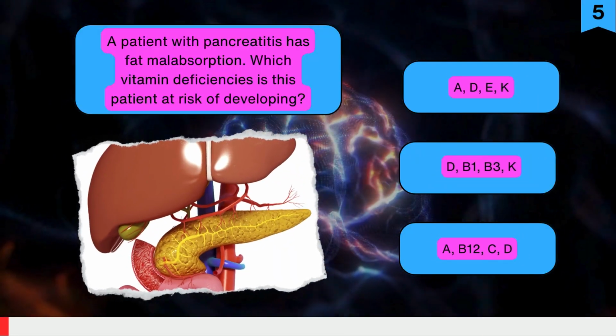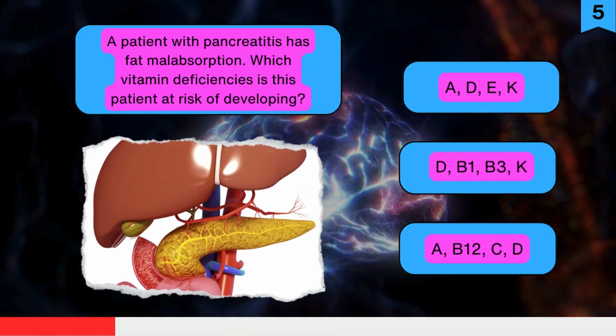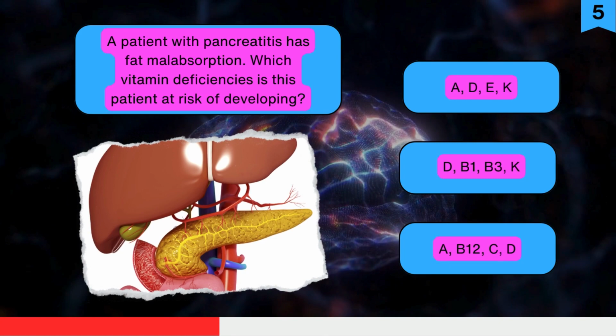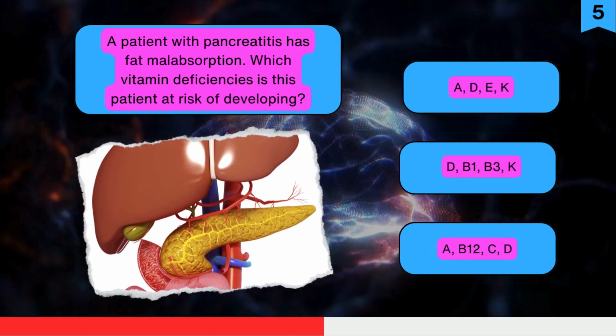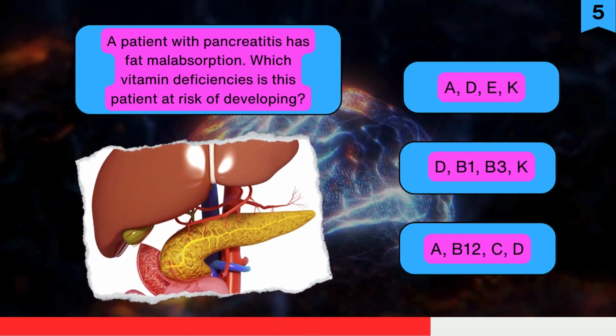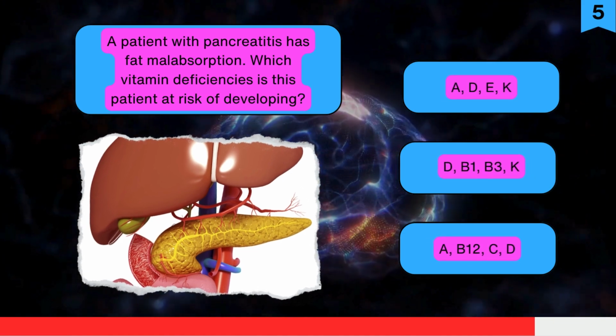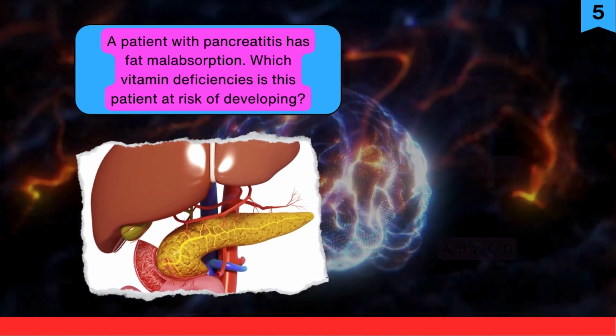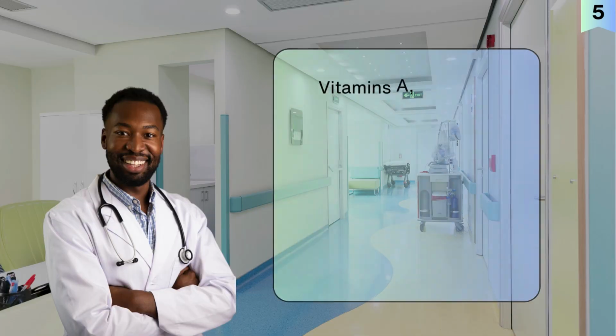A patient with pancreatitis has fat malabsorption. Which vitamin deficiencies is this patient at risk of developing? It's A, D, E, and K.